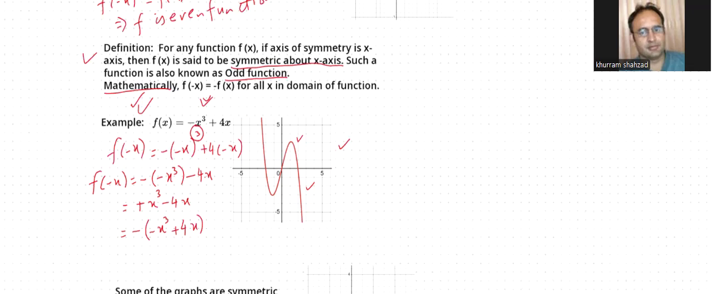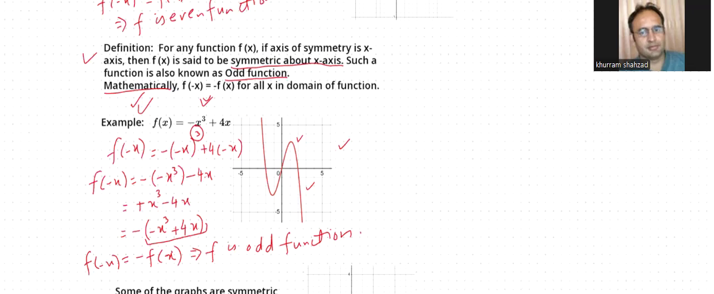So f of negative x is equal to negative times, what is this? Negative x cubed plus 4x is actually f of x. So f of negative x is equal to negative f of x. What does it mean? It means that f is an odd function. So this is the mathematical working to check whether a given function is an odd function or not.